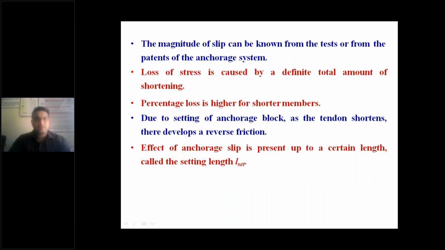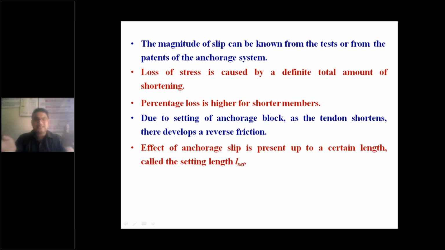Here is how you calculate the anchorage slip and what the notation is; we can understand all this from this slide. An important point: loss of stress is caused by a definite total amount of shortening, as we all know, and the percentage loss is higher for shorter members. These anchorage slip losses will be huge for shorter members. For long members, the anchorage slip will be very small. That's the reason we go for post-tensioning for long members. For short members, the anchorage slip is much higher. That's why we go for long spans, where post-tensioning is very easily opted for.